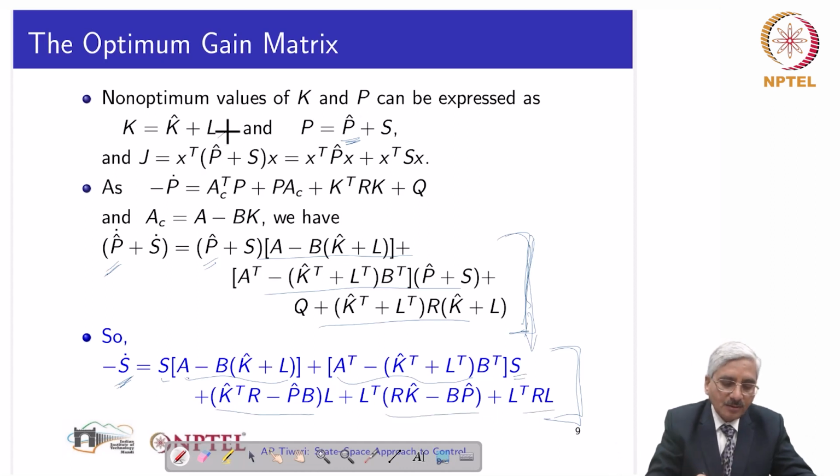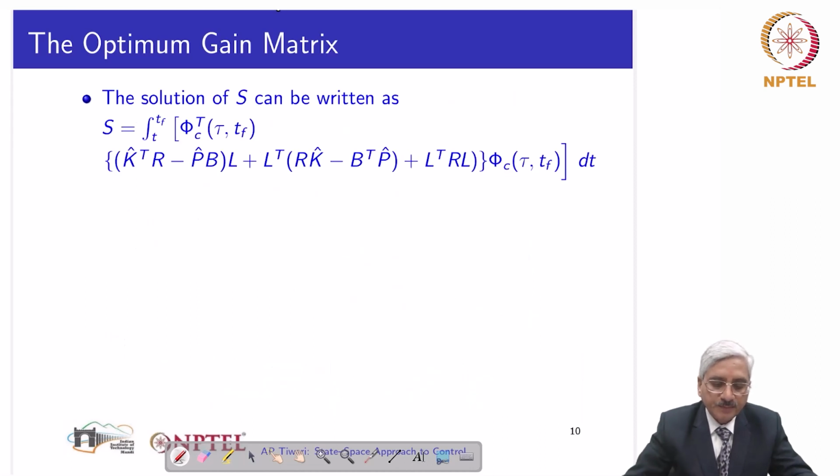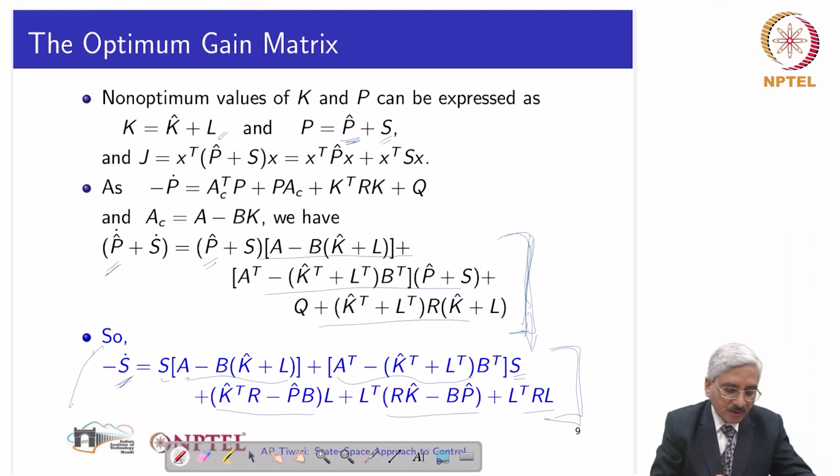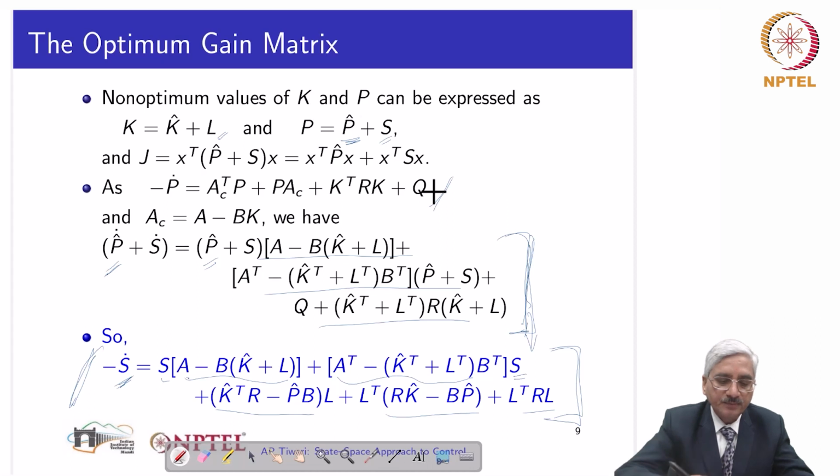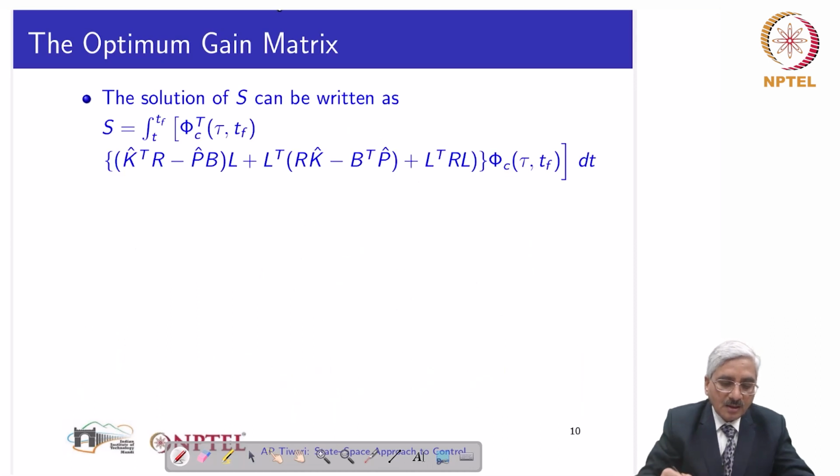Now because these deviations will be small, so we recognize that, and before that of course this equation is identical to the equation for this P, and for which we had the solution given in terms of an integral. So similarly the solution of S on similar lines can be written like this one.